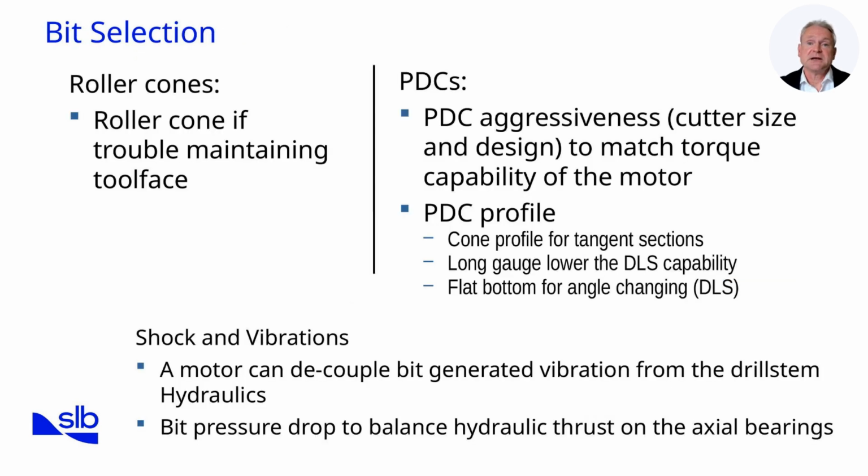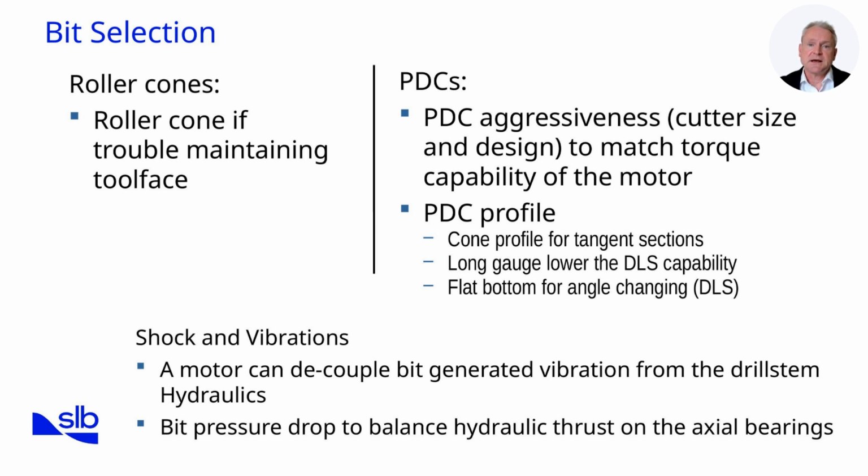Choosing the right bit is essential to achieving directional objectives while maintaining motor integrity. For roller cone bits, tool face stability is often easier to maintain, since changes in weight on bit cause only minor variations in torque. This makes them suitable when tool face control is a challenge. Polycrystalline diamond compact (PDC) bits, however, offer superior durability and rate of penetration, but are highly sensitive to weight on bit changes. Small increases in weight can lead to significant increases in torque, complicating tool face control and increasing the likelihood of stalling. Matching bit aggressiveness to motor torque capacity is critical.